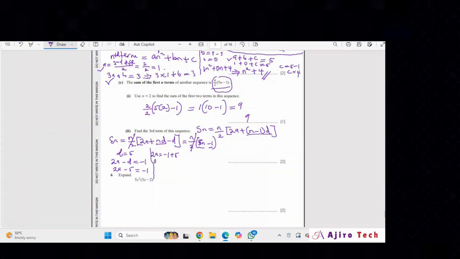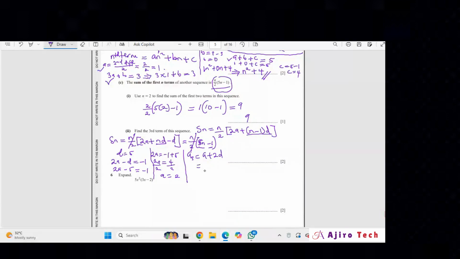Minus 1 plus 5, so I'm going to have 2a is equal to 4. So divide this by 2 by 2. A now will be equal to 2 here. I've gotten my a and I've gotten my difference. So the question is we have to find the third term. The third term is going to be a3, and the formula is going to be a plus 2d.